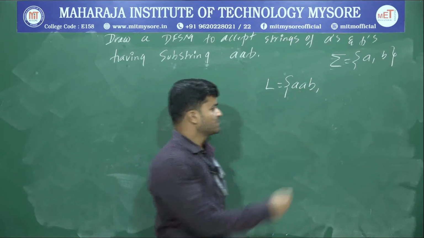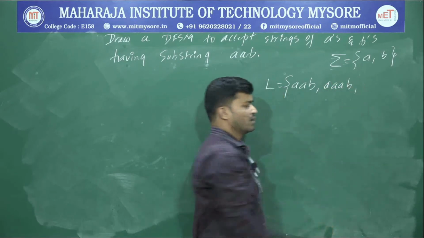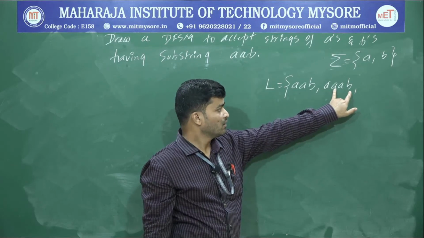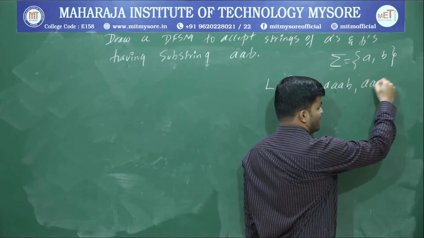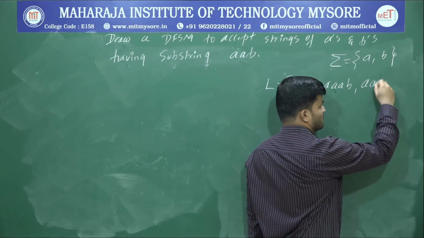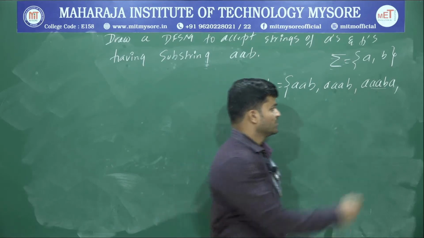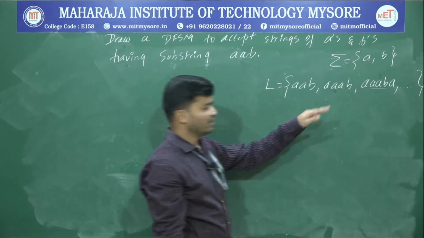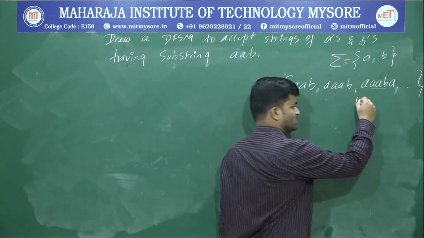Now we have the substring AAB here, present at the last position. And even I can write AABA, where it is in the middle position. And this will continue. So I can write n number of strings. Therefore the language is going to become an infinite language.